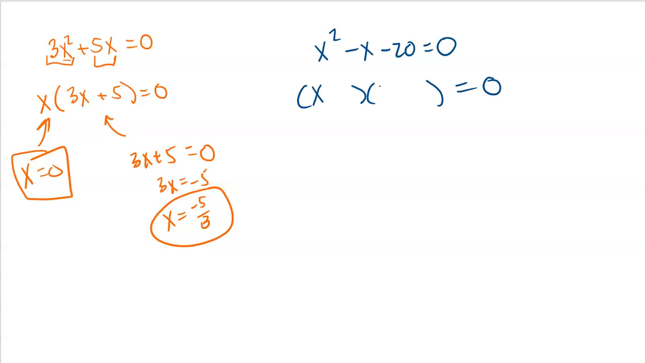So x squared breaks down to x times x. 20 breaks down to 5 times 4. But if I want those inside and outside terms to create that negative x in the middle, I need the 5 to be negative and the 4 to be positive.